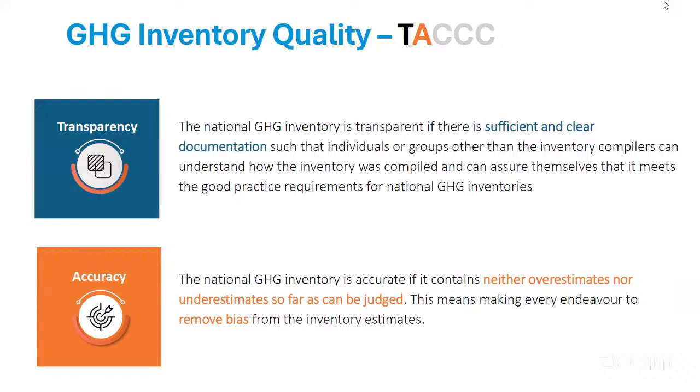And then the next thing is accuracy. For you to be accurate, you must not overestimate or underestimate. There's always a tendency where you might decide, for example, that because you know the emissions come from the oil and gas sector, you deliberately underestimate them. So that is not acceptable in terms of the accuracy of the inventory.